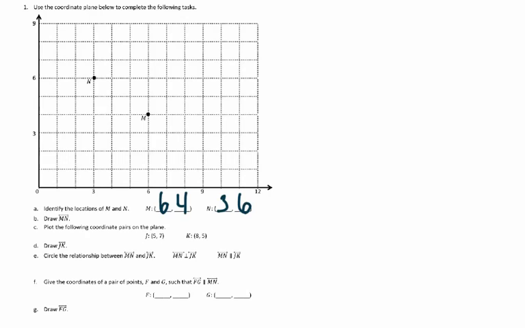Okay. B says draw line MN. So we're just going to connect those two. Okay, so there's line MN. And plot the following coordinate pairs on the plane. So we're going to do J, which is 5, 7. So let's go ahead and do that. And K, which is 8, 5. Okay. And we're going to connect those 2 points to form line JK. That's what D tells us to do.